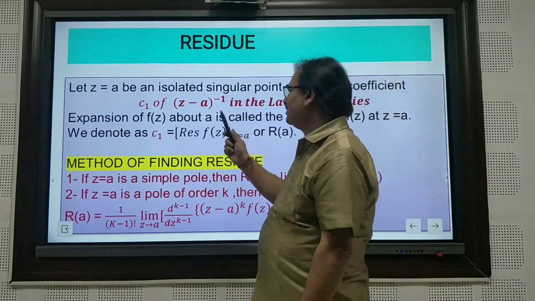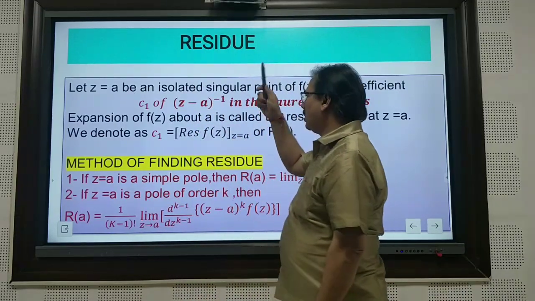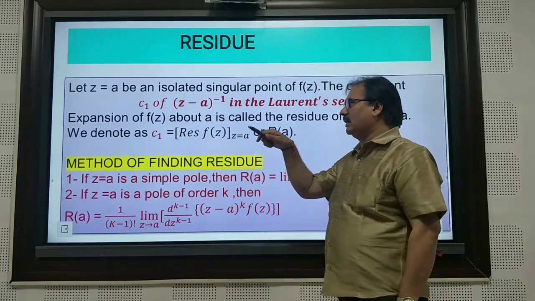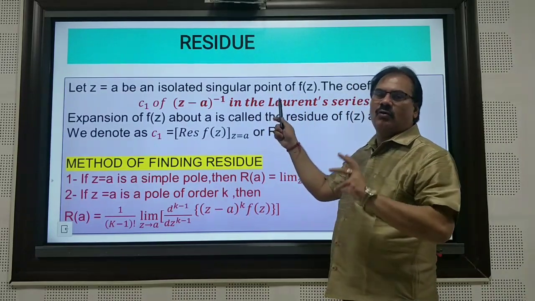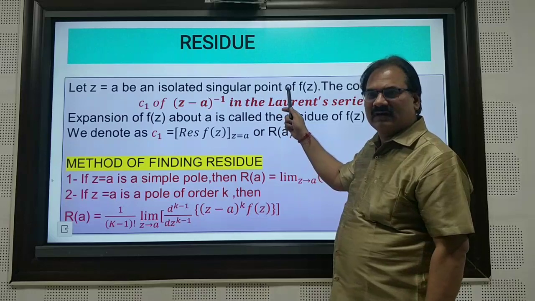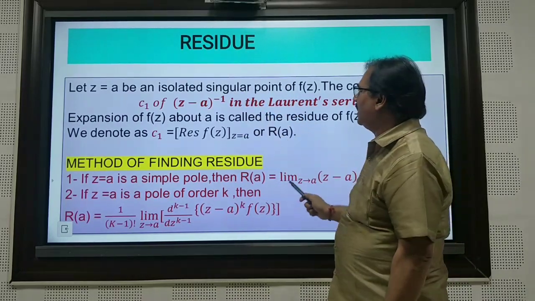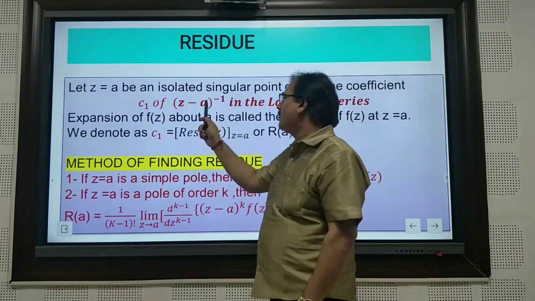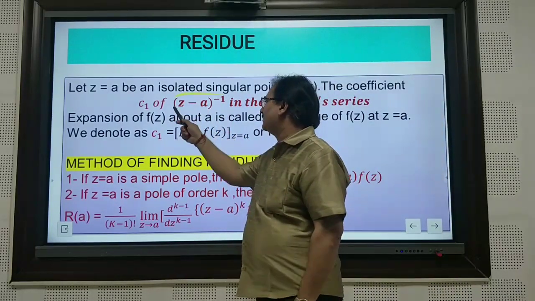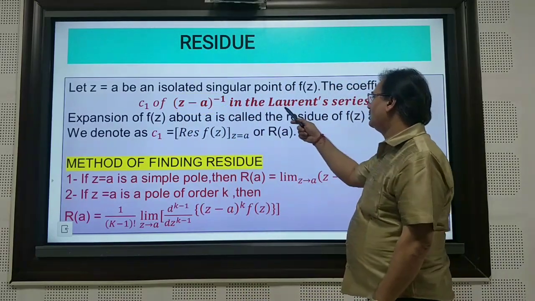Let us consider Z is equal to A to be an isolated singular point, which has already been discussed in the previous lecture. Before this, you can go and view the previous lecture on singular points. So let Z is equal to A be an isolated singular point of f(z). The coefficient C1 of (Z minus A) to the power minus 1 in the Laurent series, already discussed.